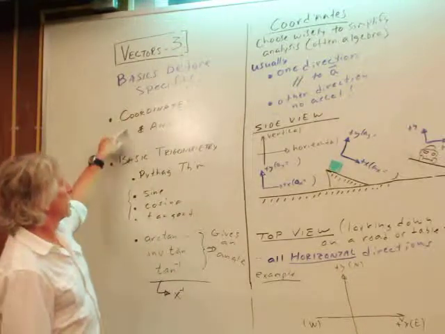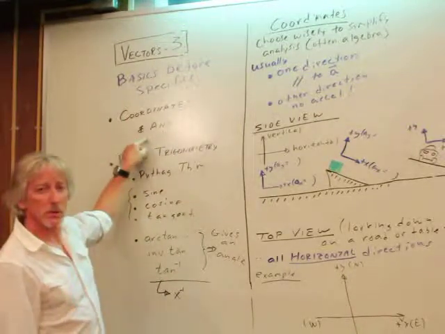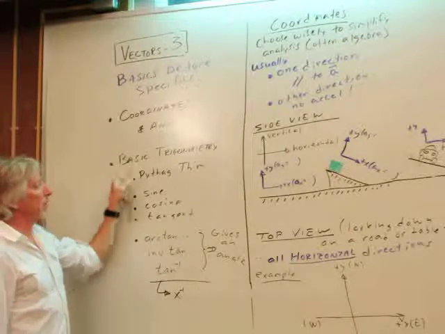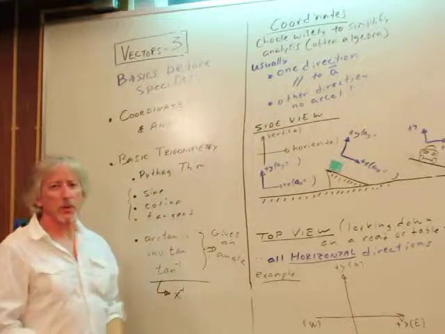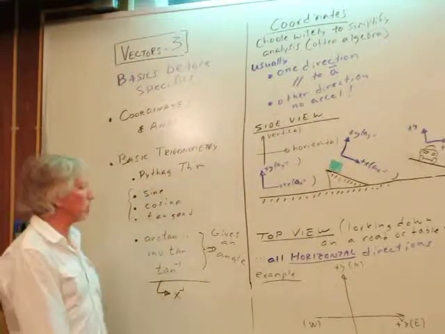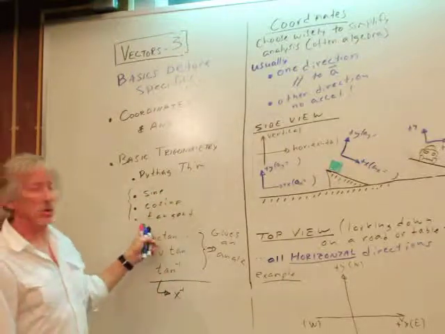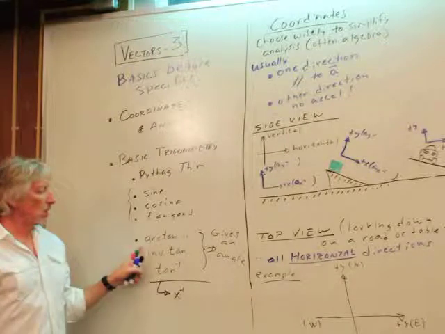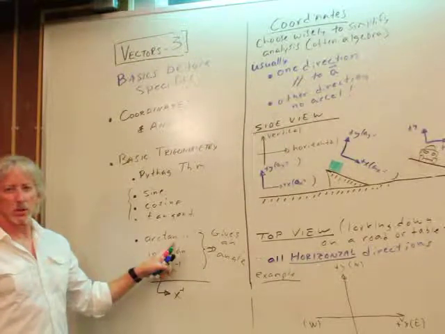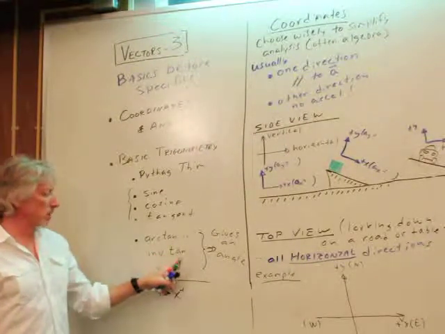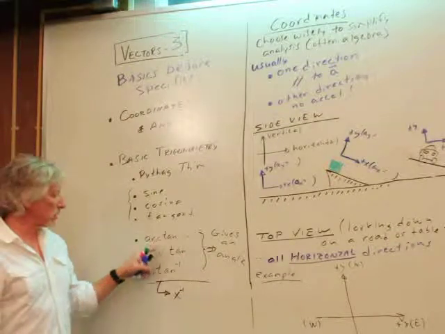Vectors 3. I want to talk about coordinates and angles. And then I want to talk about basic trigonometry. You might be familiar with it, but I'm going to show you some things you've got to be kind of real quick with. Pythagorean theorem, definition of sine, cosine, and tangent. And then the arctangent, or the inverse tangent. These are the same thing.